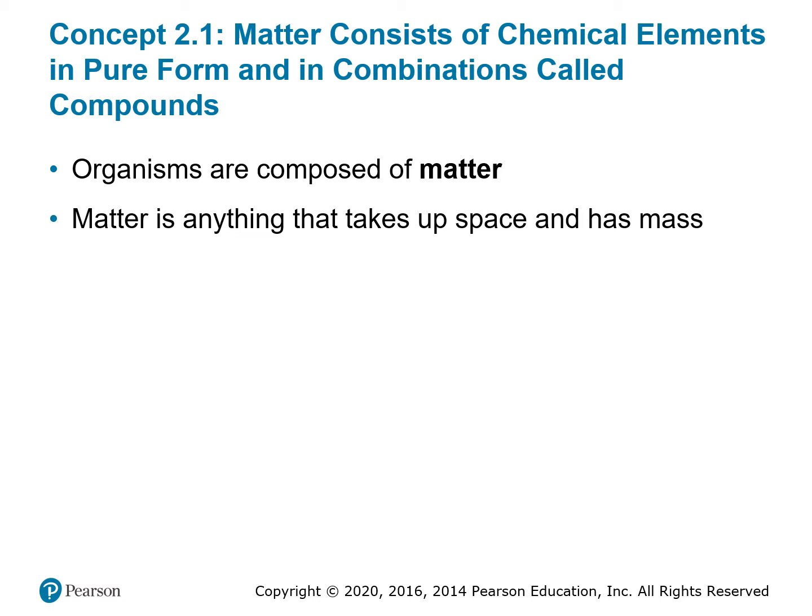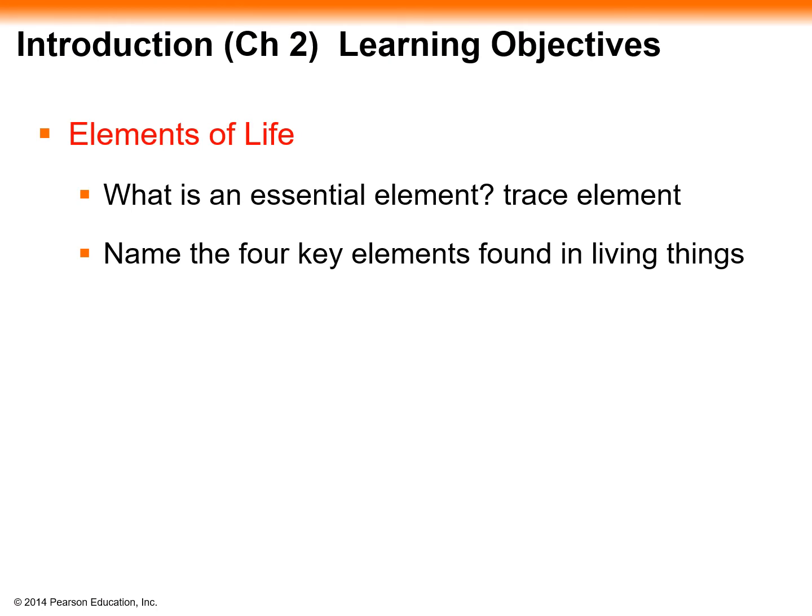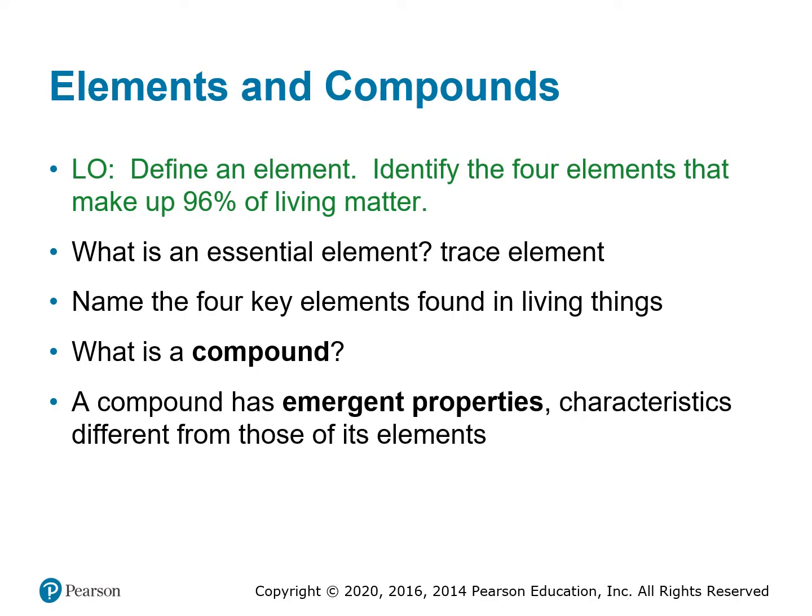Matter is anything that takes up space and has mass. Of course, we're going to be talking about specific components of matter known as atoms. The four key elements found in living things are carbon, hydrogen, oxygen, and nitrogen. And then there are, of course, several others. So those four make up 96% of living matter.